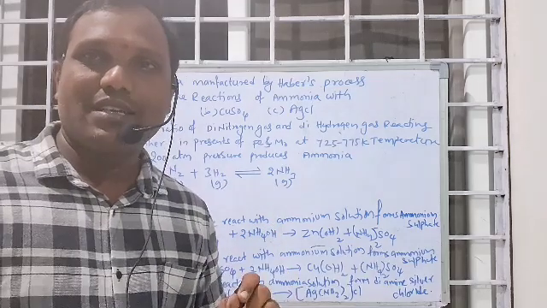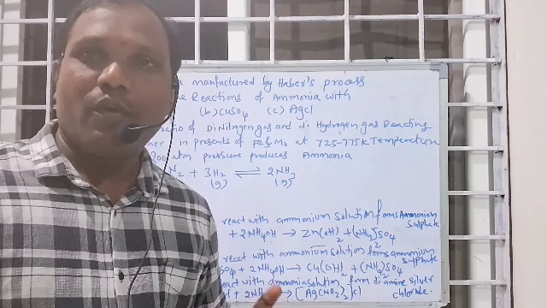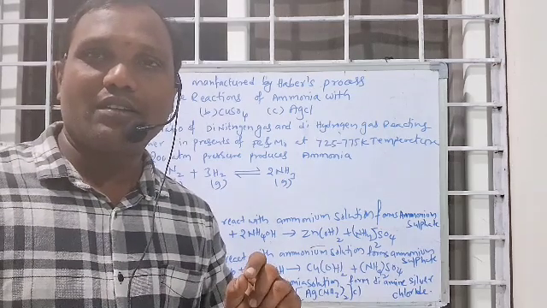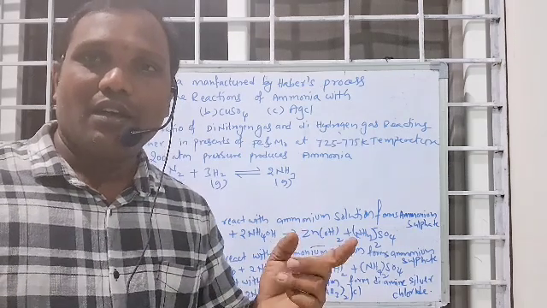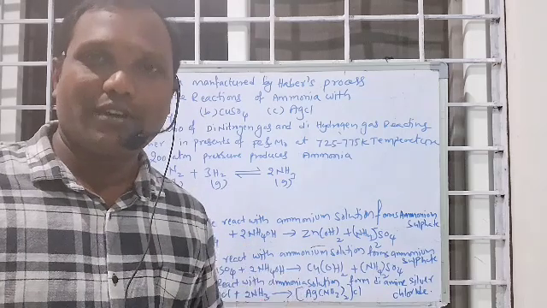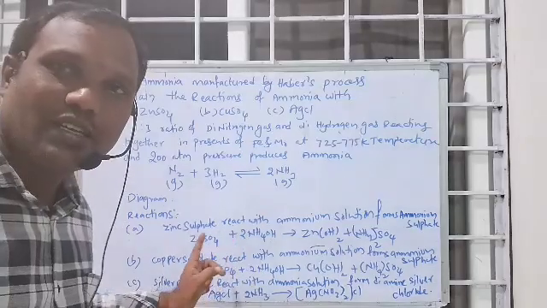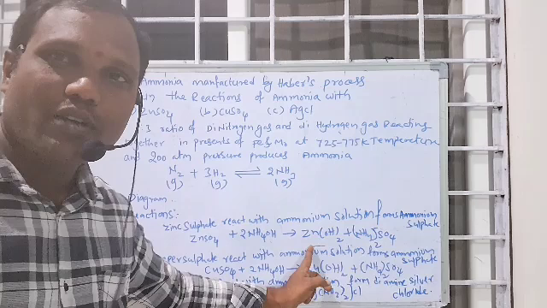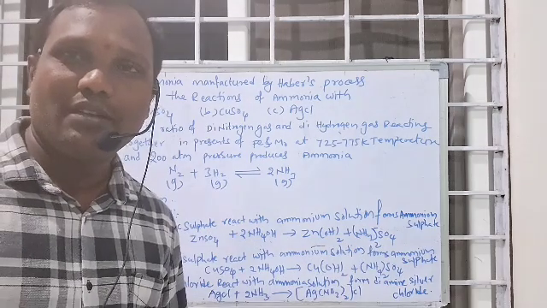Here reactions are also important. Reaction means what? Chemical properties. Ammonia is reacting with zinc sulfate. Ammonia is not directly reacting here. Ammonium hydroxide, because of aqueous ammonia, ammonia dissolved in the water forms ammonium hydroxide. That ammonium hydroxide reacts with zinc sulfate to form zinc hydroxide and ammonium sulfate. Very simple reaction this is.